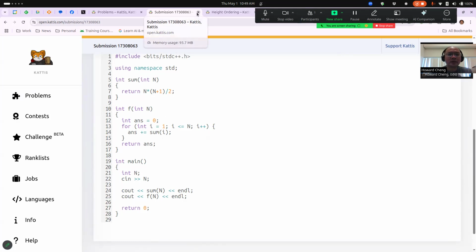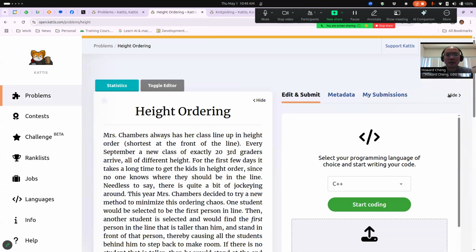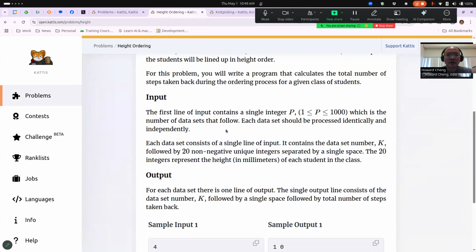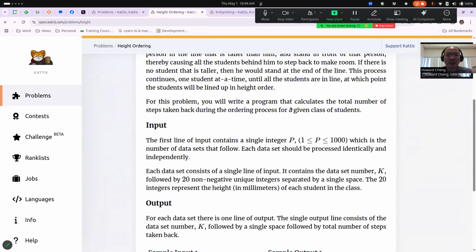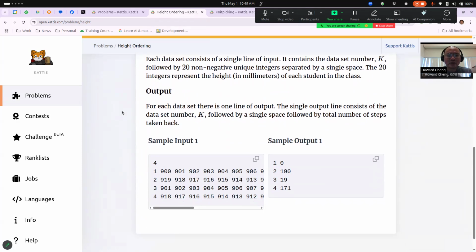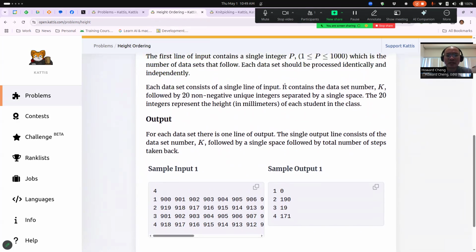Okay, let's look at the next one. Now, the next one basically is a selection sort. Right, so you have up to 1,000 cases. Each case is processed separately. It doesn't really matter. We just look at one case at a time. It has data set number k, which is supposed to just print it out, followed by 20 non-negative unique numbers.